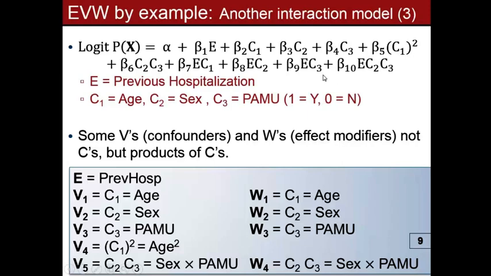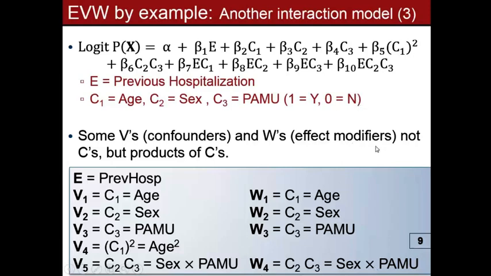Now, when you start to include interaction terms with the exposure, as statistical products, then they're actually, again, effect modifiers. And so here we see that age, sex, and PAMU are all being multiplied, in this beta 7, 8, 9, with the exposure. And then here we have a three-way interaction of exposure, C2, and C3. And that is itself a W. So you would say E times W4. This represents the interaction of sex and PAMU, and that's multiplying the exposure.